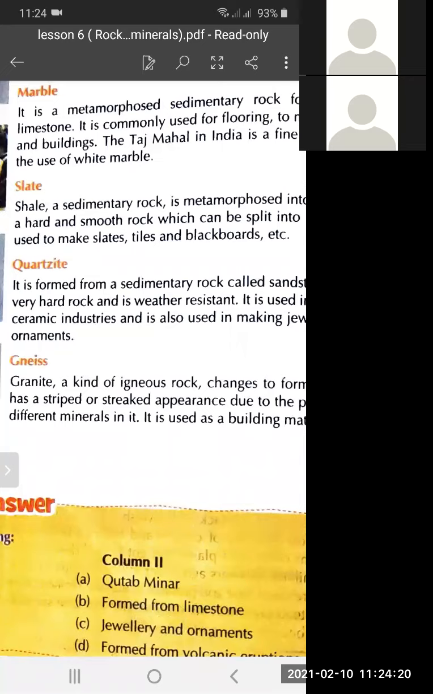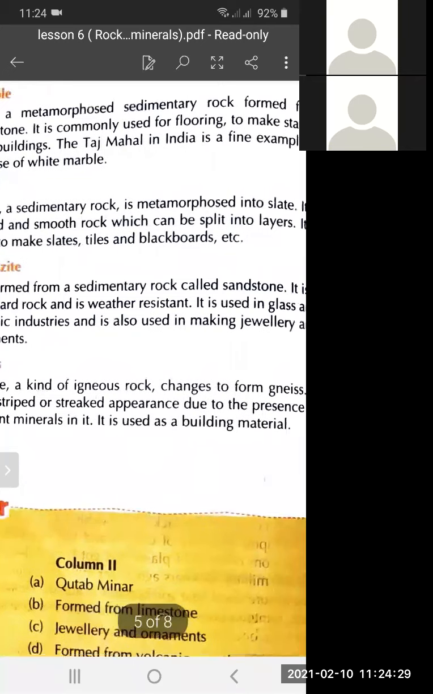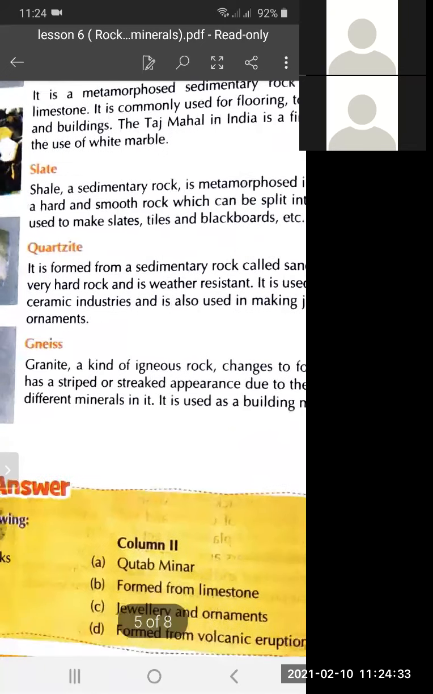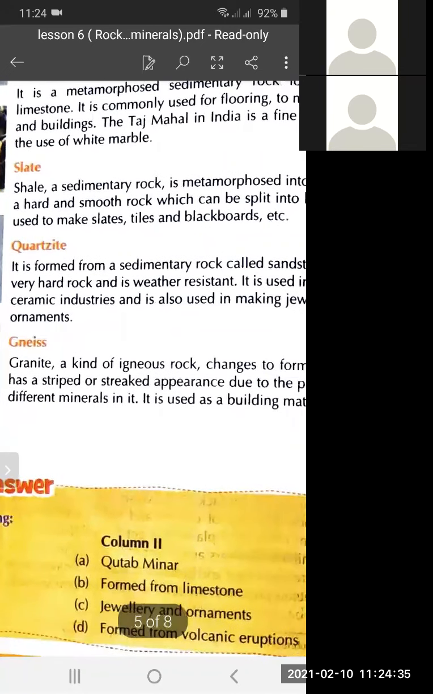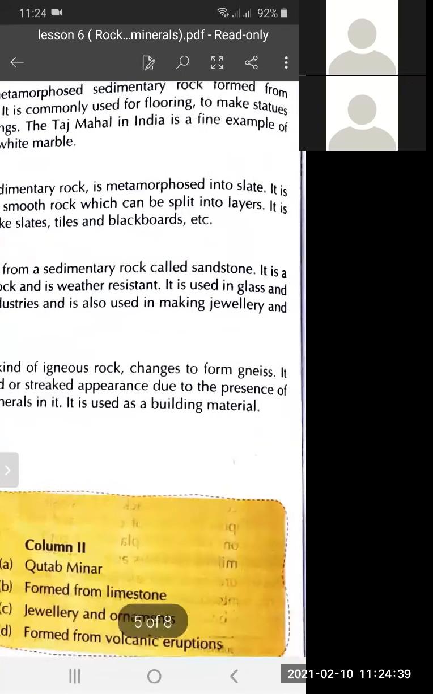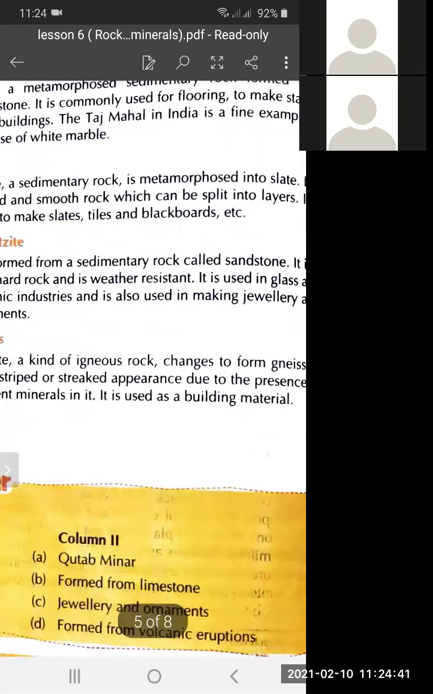Slate. Shale, a sedimentary rock, is metamorphosed into slate, a hard and smooth rock which can be split into layers. It is used to make slates, tiles and blackboards, etc.